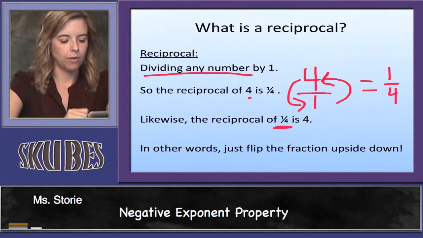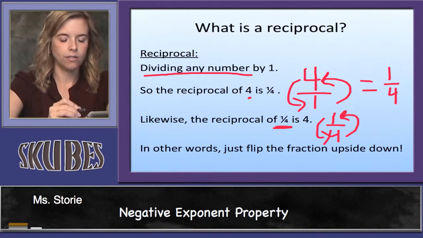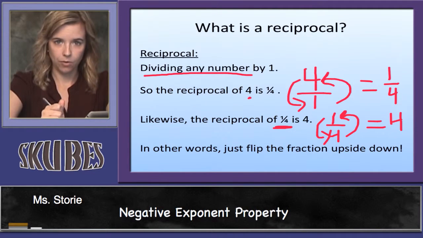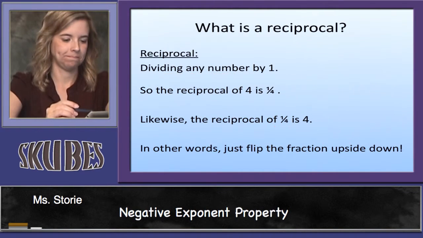Likewise, it works the other way, where if you start with 1/4, you've already got a fraction, and you just switch locations of the numerator and denominator, and it turns into the number 4. So 1/4, the reciprocal of that is 4. In other words, you just flip the fraction upside down.